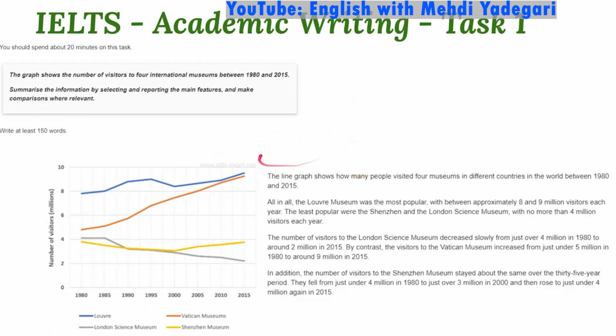There's an example with a whole sample that has been provided here. So we have the picture, we have the prompt. The graph shows the number of visitors for 4 international museums between 1980 and 2015. We have the vertical line and the horizontal line indicating the number of visitors, in millions. These numbers are millions, 2, 4, 6, all the way to 10 million.